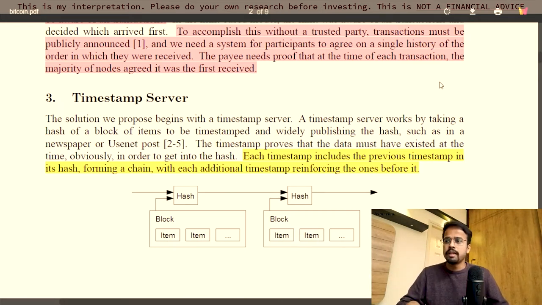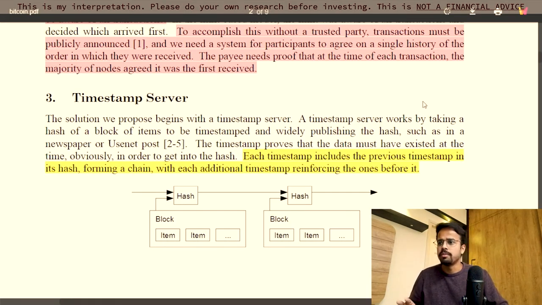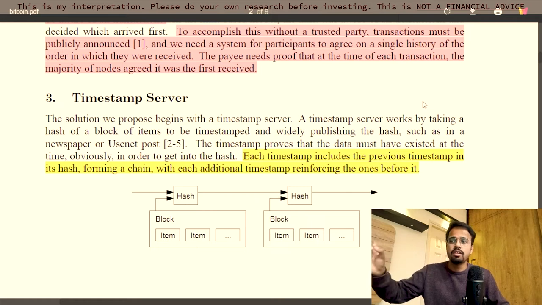The solution we propose begins with a timestamp server. A timestamp server works by taking a hash of a block of items to be timestamped and widely publishing the hash, such as in a newspaper. Or every block has a hash, and everyone who is finding that hash is just publishing to everyone else in the network that this is the hash which I found, this is the hash of the latest block. The timestamp proves that the data must have existed at the time, obviously, in order to get into the hash. So the timestamp of people publishing the hash proves that at that particular time the data was there in the hash.